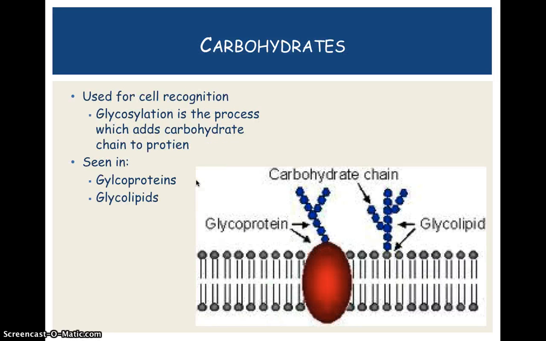Carbohydrates. Carbohydrates are used for cell recognition. Glycosylation is the process when carbohydrates are added to a protein, as in an intermembrane protein, to help with cell recognition. And as seen here, carbohydrates can either be attached to the intermembrane protein, which is here, or the lipids, which are here.